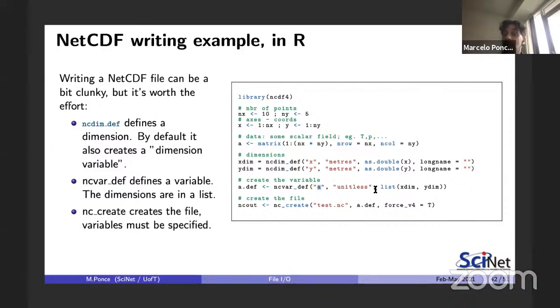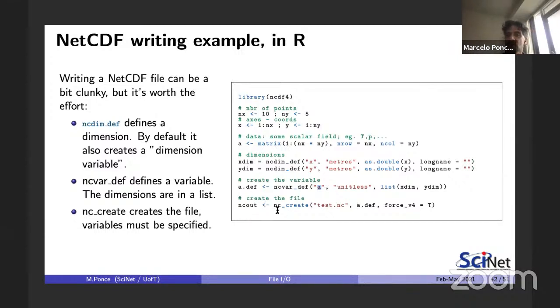And then what comes is the dimensions. And the dimensions are the dimensions that we just created for the NetCDF file. And they should be given as a list. So it's a list of xdim and ydim. So that is the process of creating the variable.